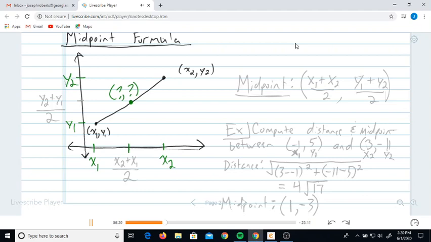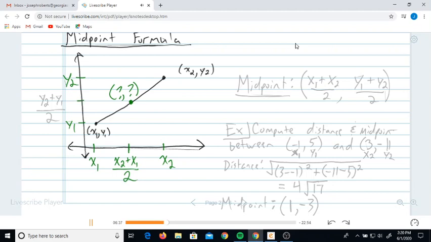And if you recall, going back to just fundamental arithmetic, to find the middle number, you take the average. So to take the average, you add and divide. So there's the x-coordinate of the midpoint.